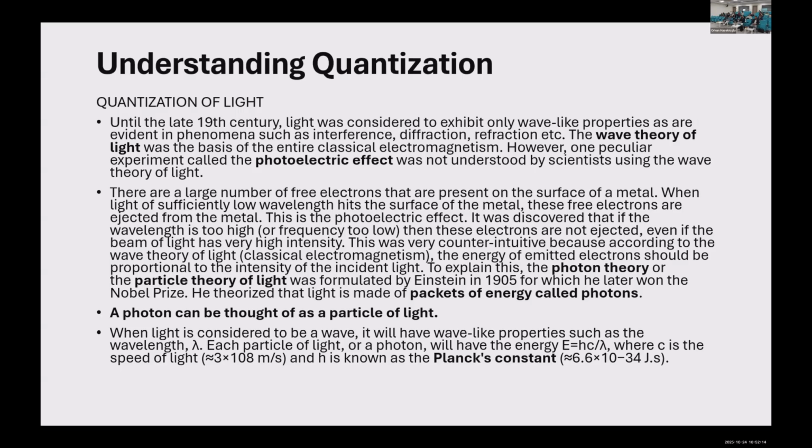When light is considered to be a wave, it will have wave-like properties such as the wavelength lambda. Each particle of light or a photon will have the energy equal to h times c divided by lambda. H is what? What is h? Planck's constant. What is c? Speed of light. And lambda is the wavelength. Yes.